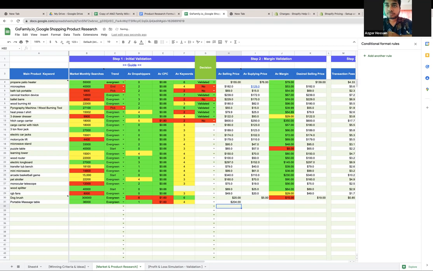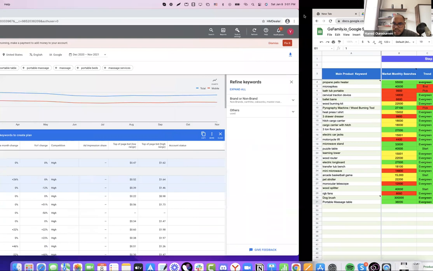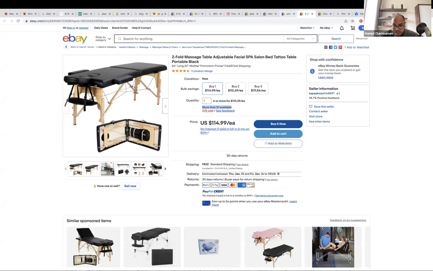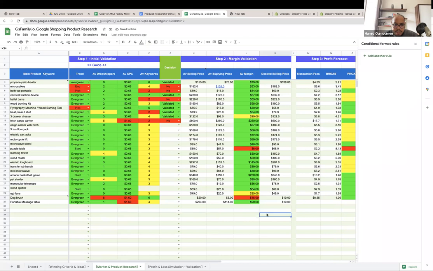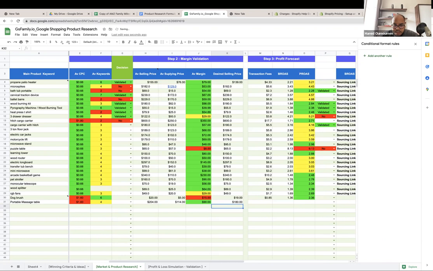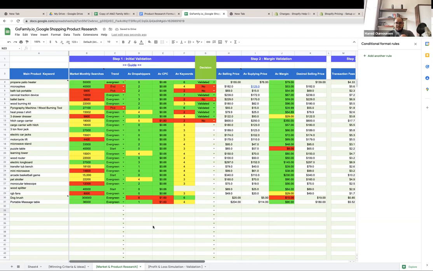Okay, and the average supplying price we find, from eBay, let's say 114. Desired ceiling price, for example, let's say 180. Okay, that's all. So that's what you need to do.